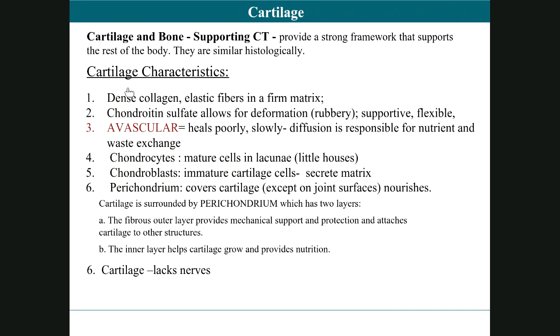The important thing about cartilage is that it's avascular. So all cartilage is avascular. So when it's injured or torn, it's going to heal slowly. How does it receive nutrients then? It's going to receive nutrition through the perichondrium. So the perichondrium, remember, is a layer of dense irregular connective tissue. It covers the cartilage and it's bringing nutrition to the cartilage that is avascular. So the perichondrium has an outer fibrous layer which connects cartilage to the outside structures, and then it has an inner layer that's going to provide nutrition to the cartilage itself. And cartilage heals very poorly because not only is it avascular, but it also lacks nerves.